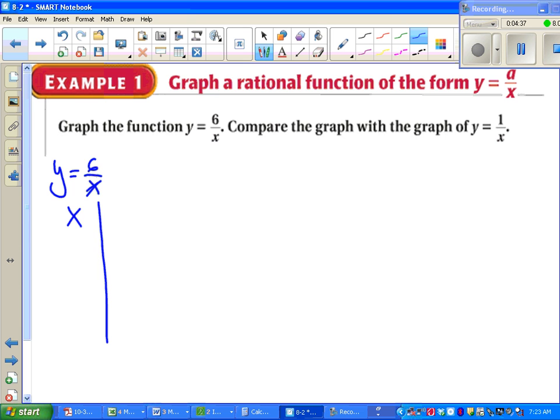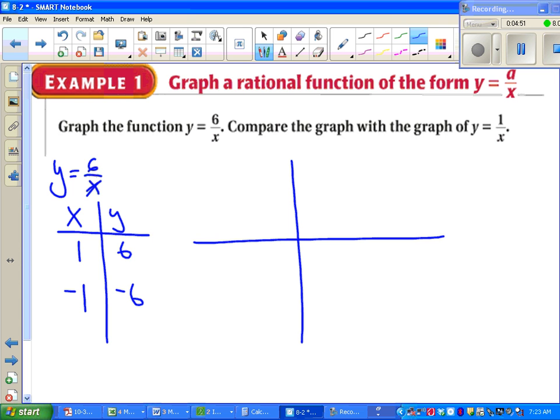So if we make our little chart, we know that we want to plug in some easy numbers like 1 and -1. We don't have a shift to apply, so our asymptotes are at y equals 0 and x equals 0. Now we can plug in our points. If x is 1, y is 6. If x is negative 1, y is negative 6. And that's really enough to draw our curve.